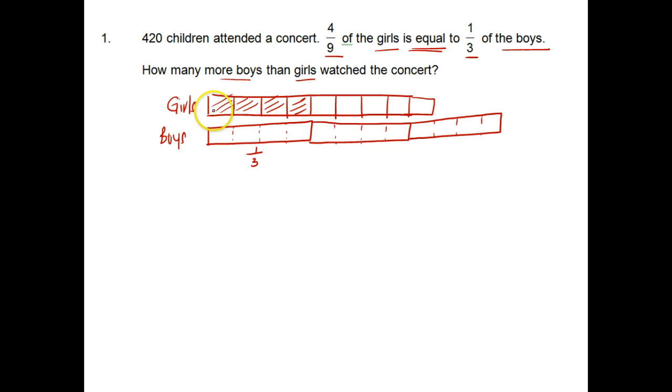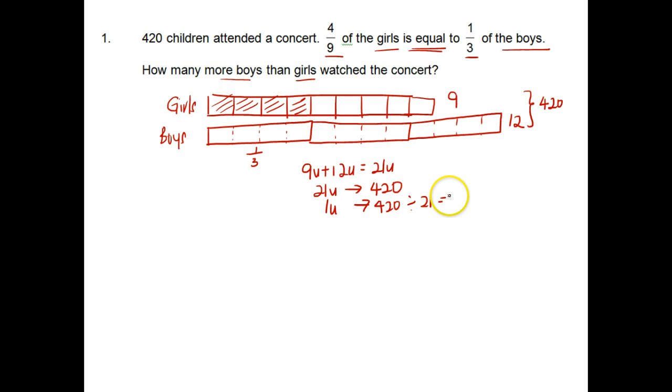Therefore now my girls, there are 9 units of girls, and the boys I have 4 times 3 will be 12. We are told that 420 children attended the concert, so the total is 420. So my 9 units plus 12 units is my 21 units. So 21 units is my 420. Therefore 1 unit would be 420 divided by 21, which is 20.